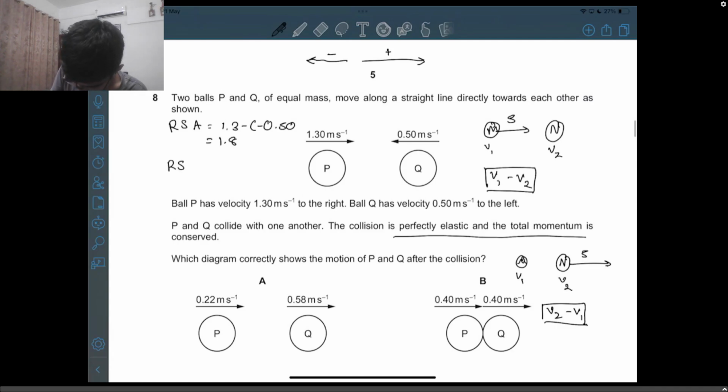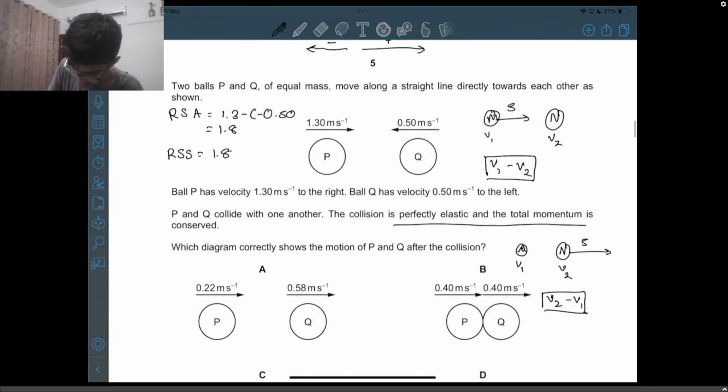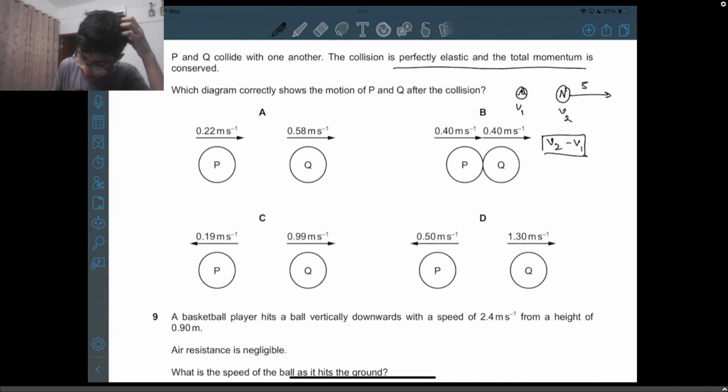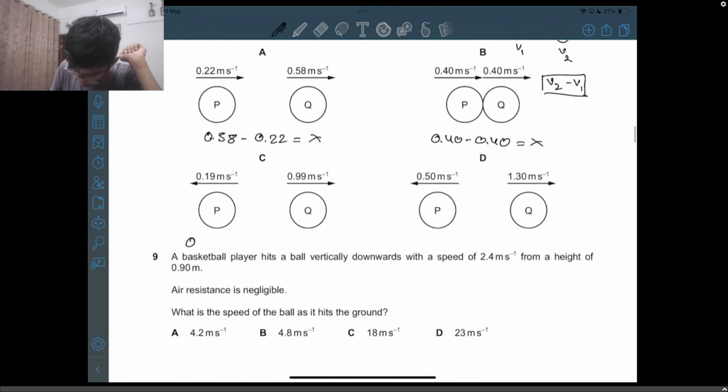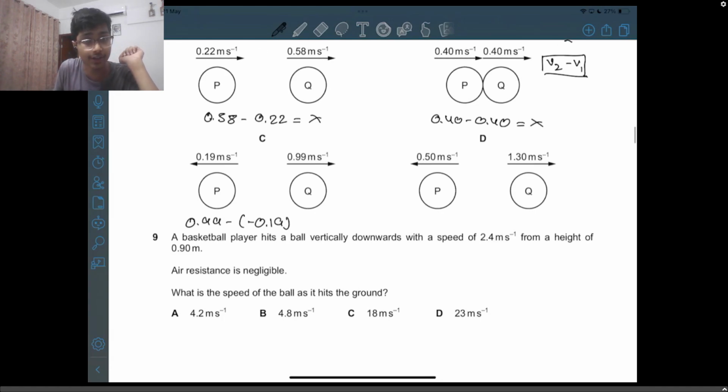Similarly, relative speed of separation should be then what? 1.8. So over here, how would we calculate? 0.58 minus 0.22. We already know that's not going to be correct. Over here, similarly, 0.40 minus 0.40, they're moving together, so there's none. Our answer, 0.99 minus 0.19, because it's in the other direction now.